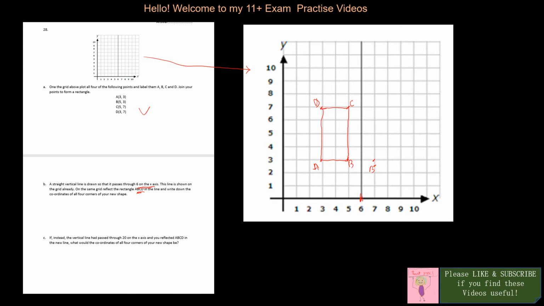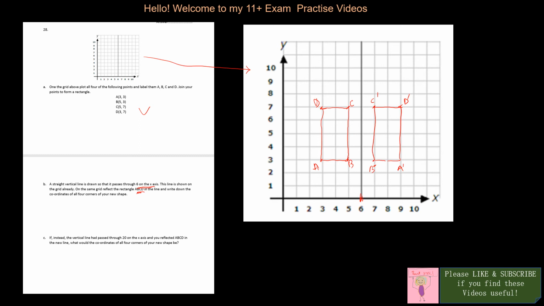and that will be A dash, and this will be C dash, and this will be D dash. So that is your new rectangle. Now there's only one point, so that's what it will look like. Okay, yes, I think that's right.